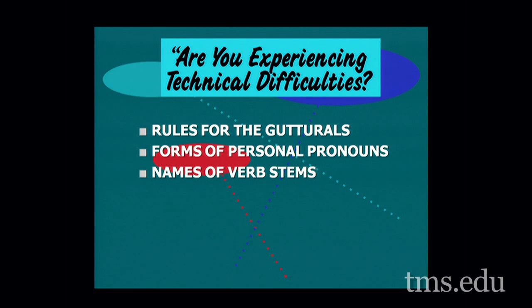If you know the personal pronouns, keep in mind that the perfect forms of the verb take the same endings as the personal pronouns. So if you learn those and know them, you can automatically identify the person, gender, and number of the perfect verbs that you face. You can see them there, and you can work with them. The names of verb stems.